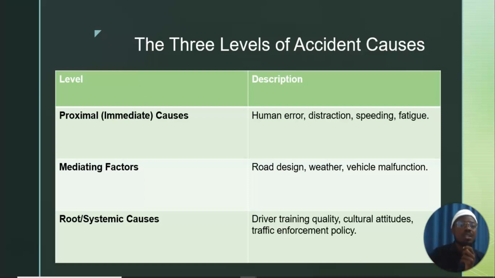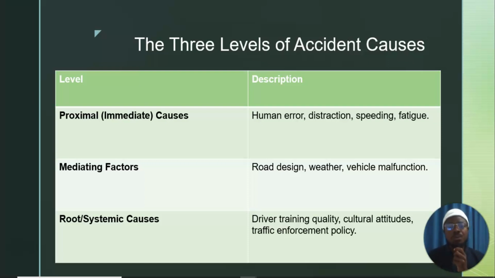So the proximal or the immediate cause is just talking about the actions that set off the chain of events. What sets it off? The immediate, the major thing that sets off the event that leads to the accident and the injury sustained from this accident. So from what we have here as one of the descriptions, we are looking at human error. The first thing has to be an error by the human or the driver. That is what sets off the cause of the accident.